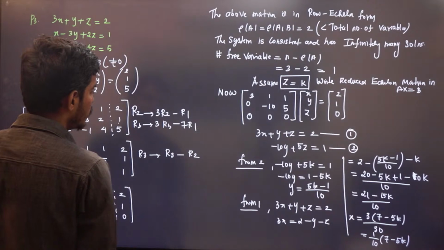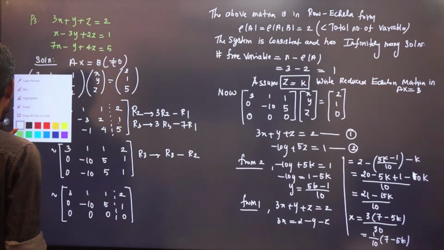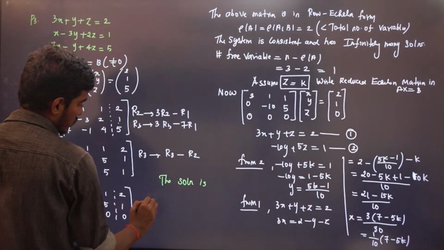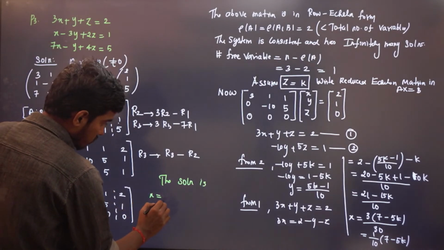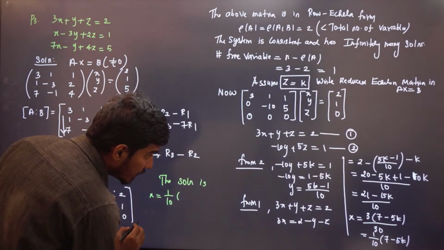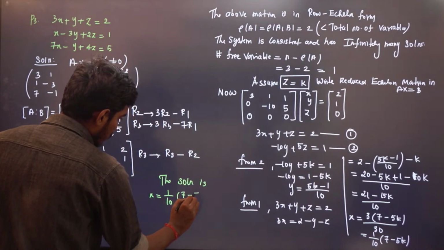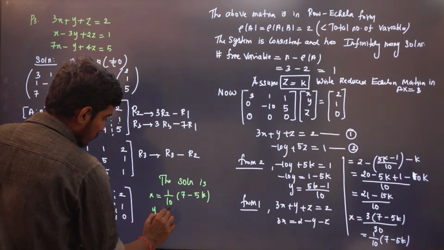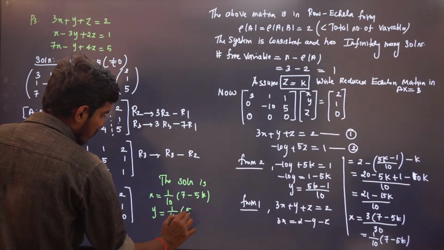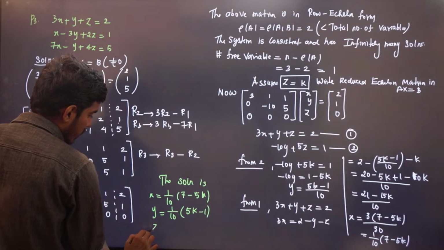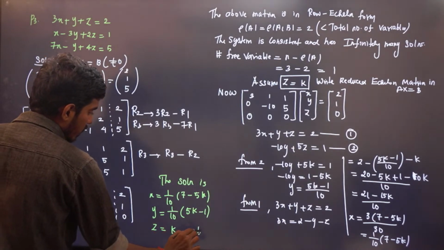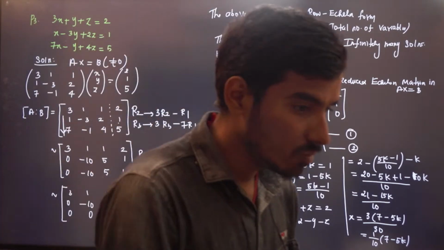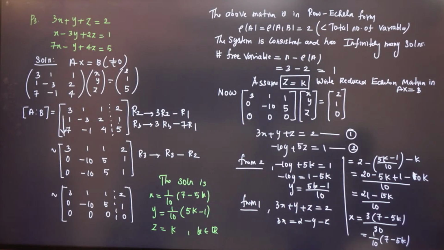So therefore the solution is x is 1 by 10, (7 minus 5k). y is 1 by 10, (5k minus 1). z is k, and this k belongs to the real numbers. See, if you vary k, all of these will be solutions.